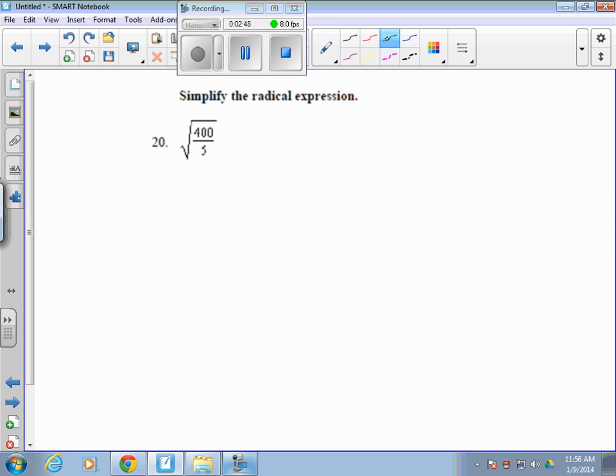Simplifying this radical expression. There's 2 different ways. You could separate it right away, or you could just do what's underneath the radical first. 400 divided by 5 would be the square root of 80. That's one way to do it.